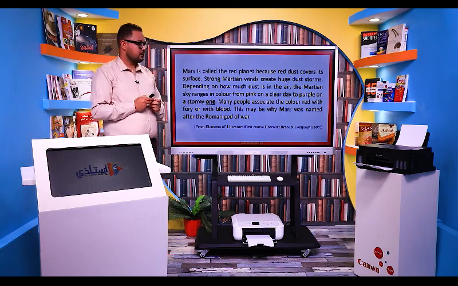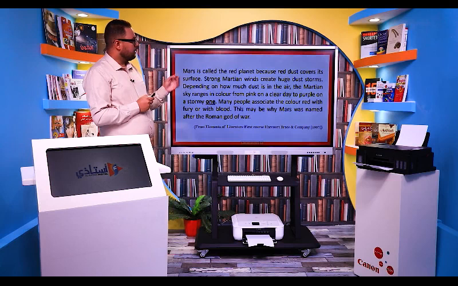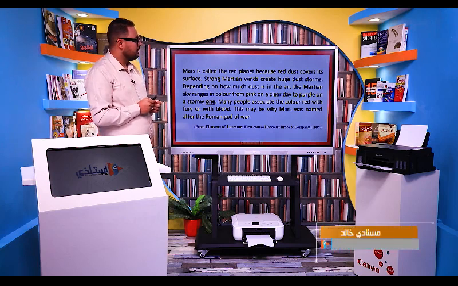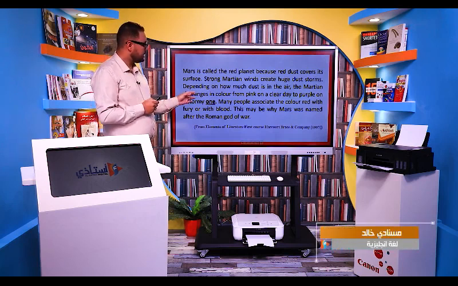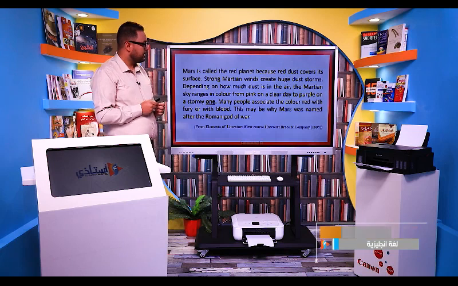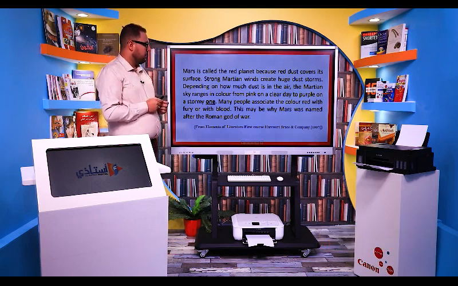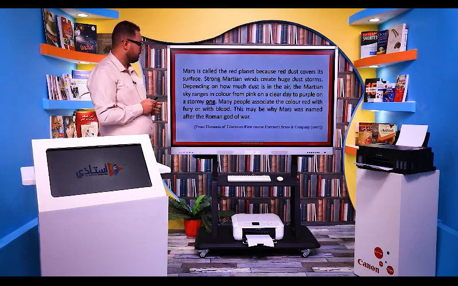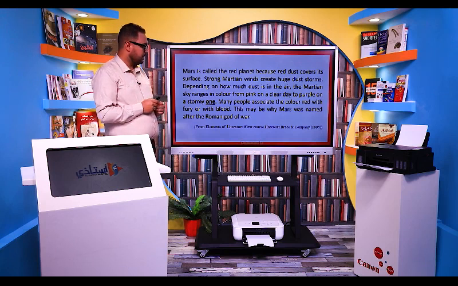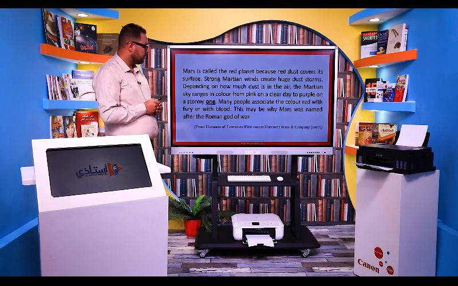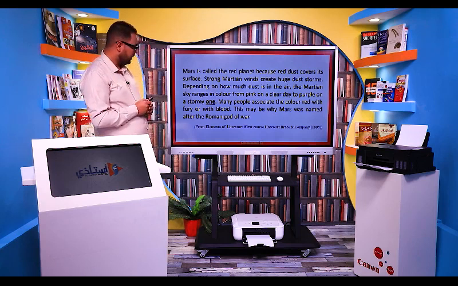Strong Martian winds create huge dust storms. Depending on how much dust is in the air, the Martian sky ranges in color from pink on a clear day to purple in a stormy one. Many people associate the color red with fury or with blood. This may be why Mars was named after the Roman god of war.